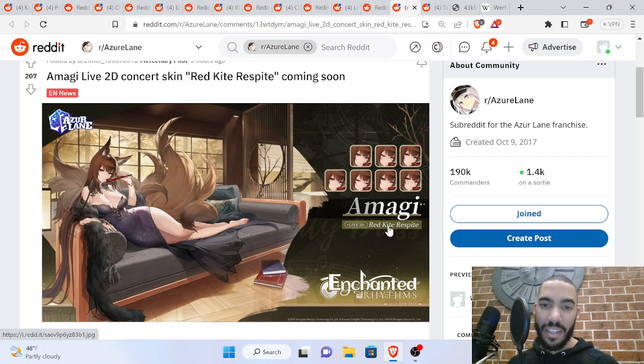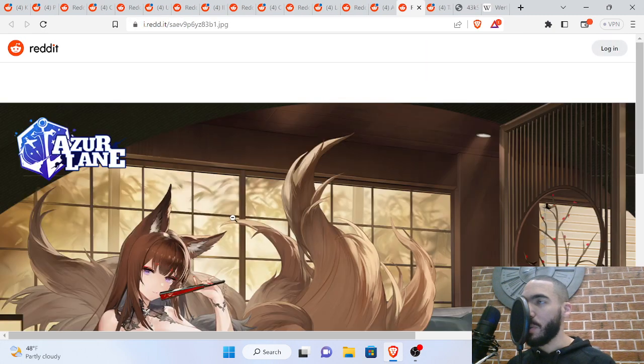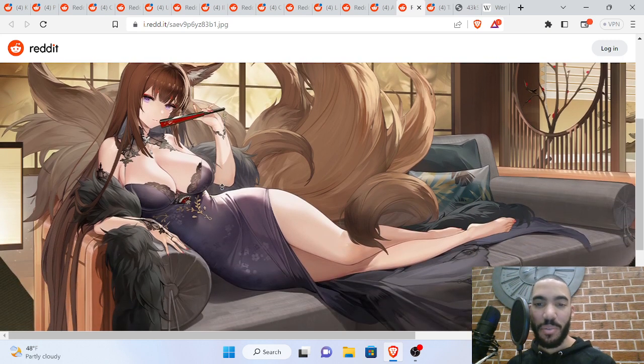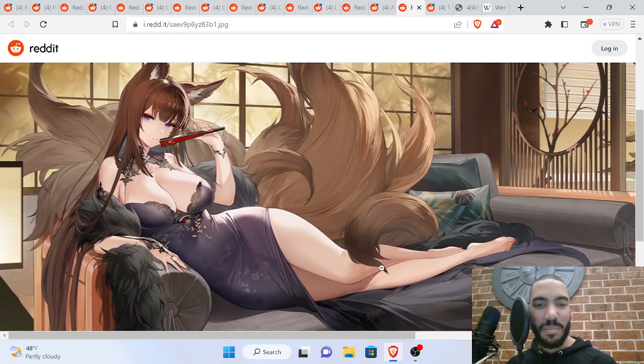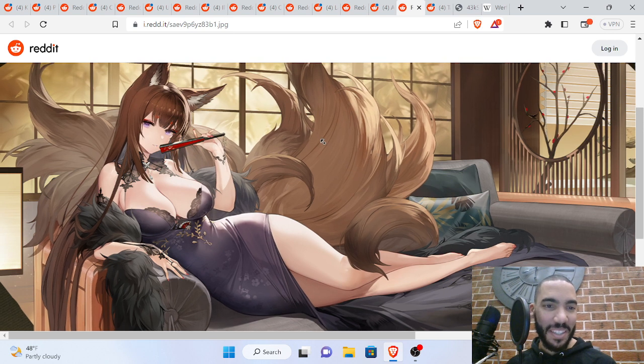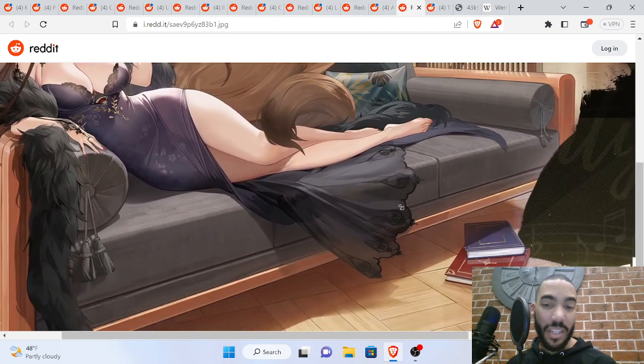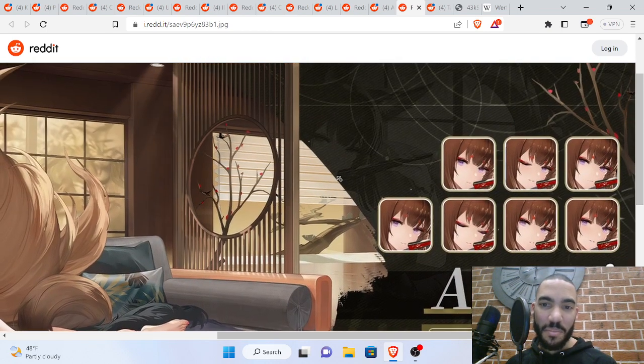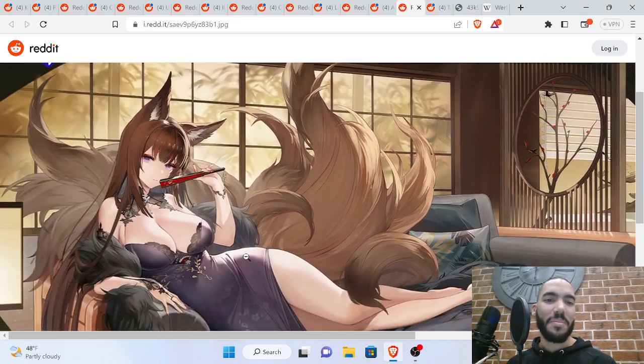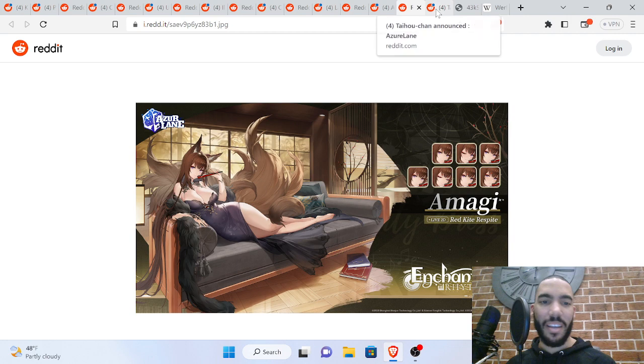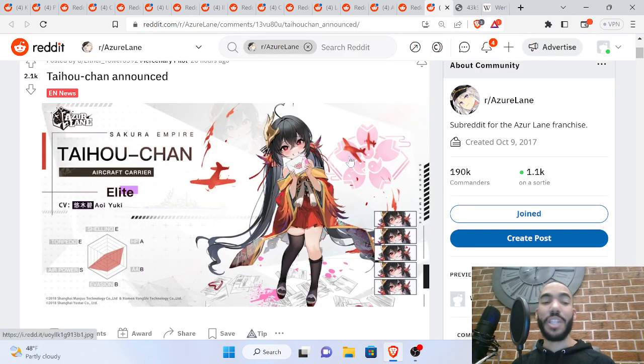All right. Amagi gets this skin right here, the red kite respite. And let me zoom in on this for research purposes only, by the way. Exclusively for always research purposes. I like the legs. This is just very nicely well-drawn legs right here. And yeah, I happen to like the dress too. She's just relaxing on the couch. Interesting. Go Amagi.